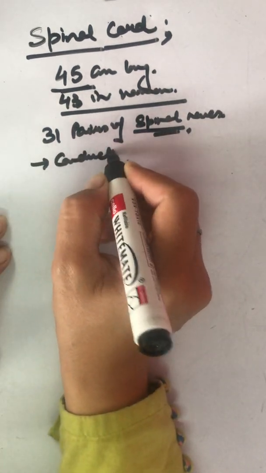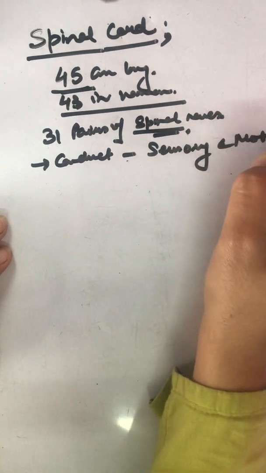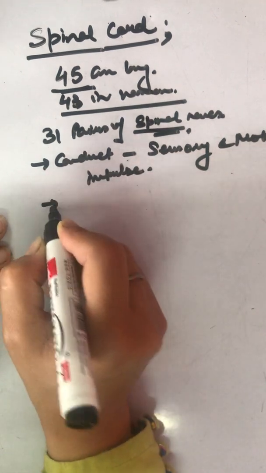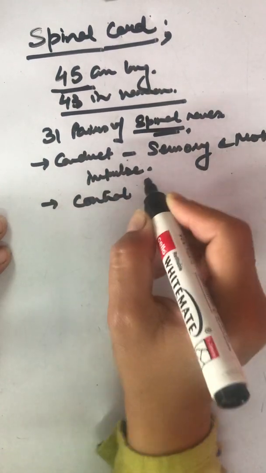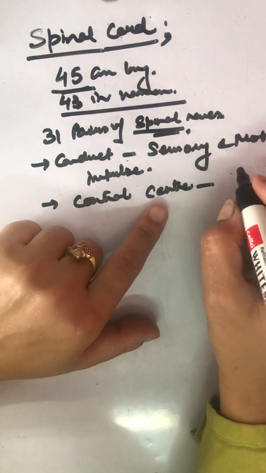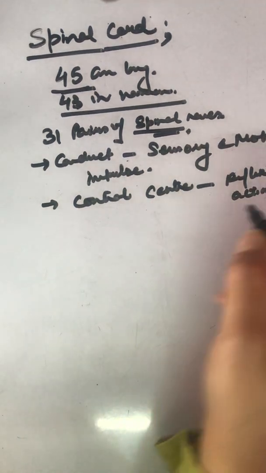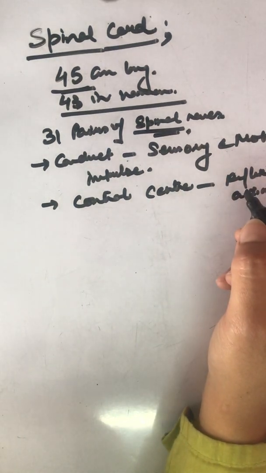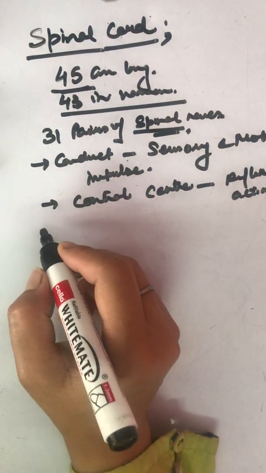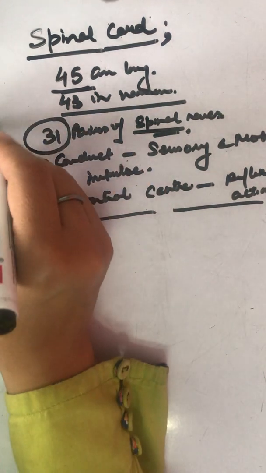sensory and motor impulses, and it is also the control center for reflex action that we have already studied. So it reduces the brain's work, we can say, because it is not allowing it to work too much. So there are basically 31 pairs of spinal nerves. These are cranial.